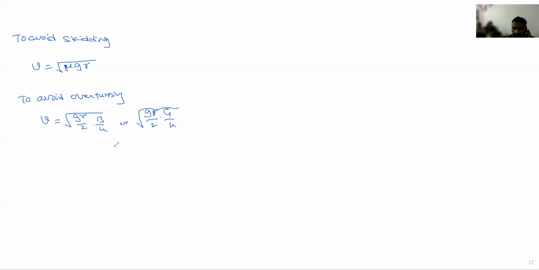Capital R, yes, capital R. Next, what is the centrifugal force? What is centrifugal force? W v square upon g r. Okay, so this is smaller. So these all are the formulas for the skidding and overturning. We have solved one problem, correct?